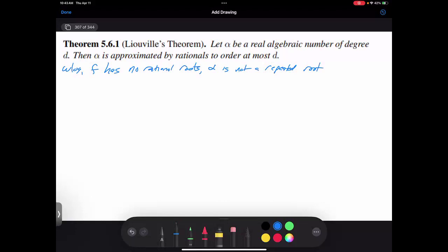So what that means is f prime of alpha does not equal 0. Okay, so f of alpha equals 0, where f of x equals a sub d x to the d plus ... plus a1 x plus a0. So alpha is going to be a root. This polynomial doesn't have any rational roots. Alpha is a root of degree 1.